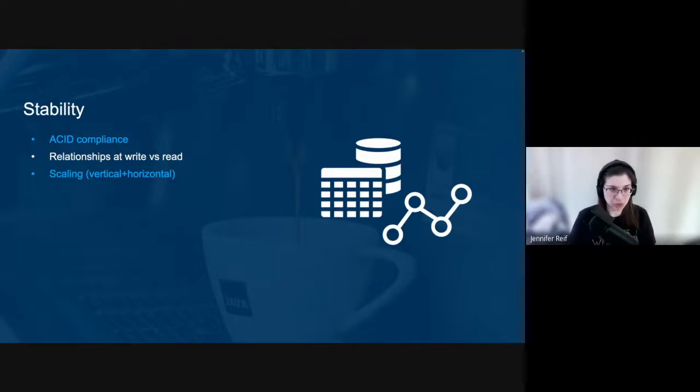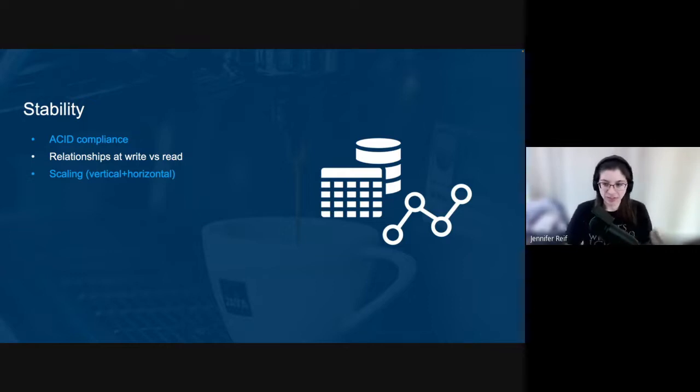Almost all of them do, but not a lot of so-called NoSQL databases, and not very many graph databases provide this. Neo4j is one that does. And then the thing that's different about Neo4j over relational is you're getting relationships at write versus read.